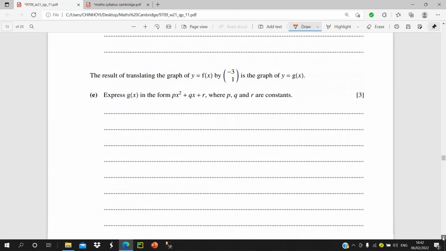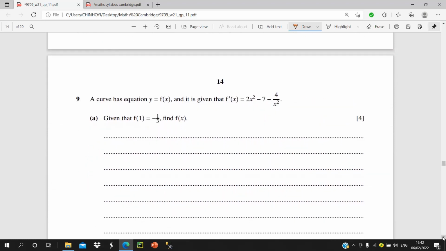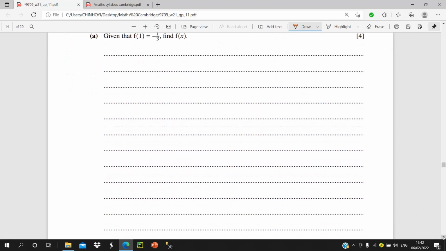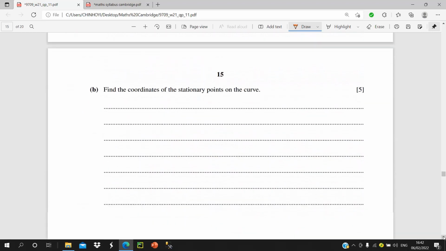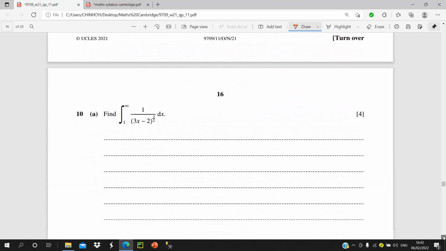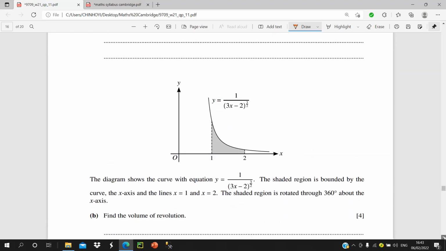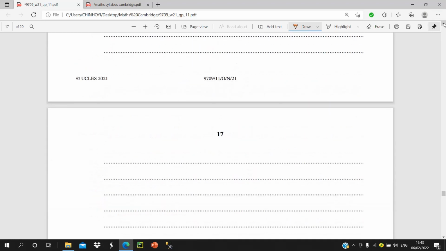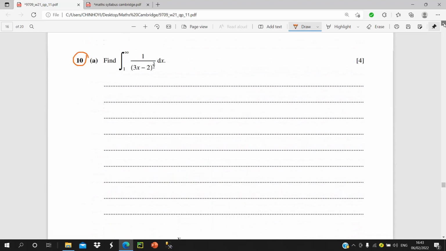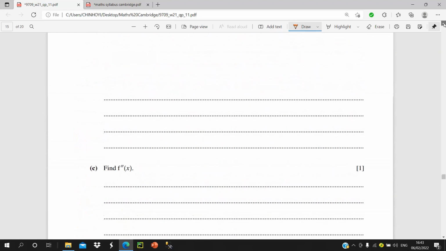Number 8 is the exercise for the functions. Then number 9 is the exercise on curves and differentiation, if you can go through that. Then let me take you through number 10. I think it's the last question, so I'm going to take you through number 10.